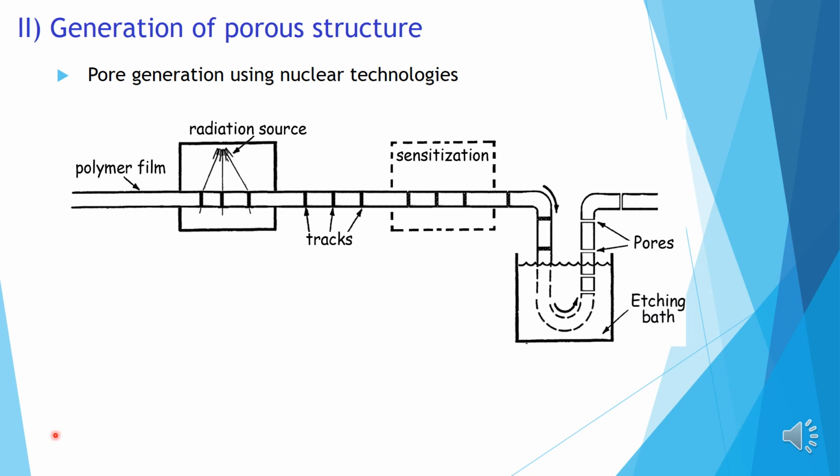Generally, creation of porous structure in polymer materials using nuclear technologies involves the exposure of polymer film to irradiation with high-energy particles and formation of tracks consisting of fragments of polymer macromolecules, followed by a subsequent etching procedure, when these fragments are leached out from the tracks, leading to formation of pores.